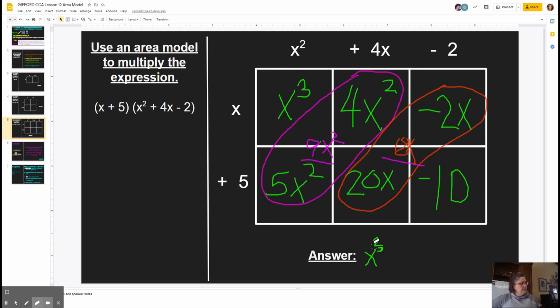There you go. Let me just make it better. All right, x to the third. We said 5x squared and 4x squared is 9x squared. 20x and minus 2x are positive 18x. And then we've got that negative 10.